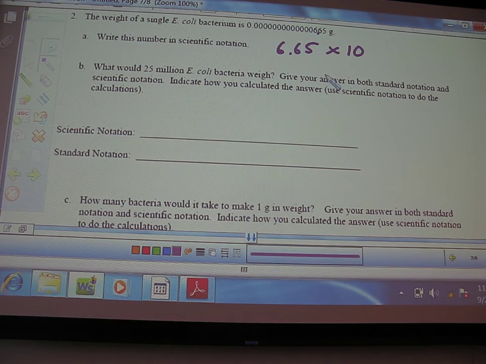Should it be negative or positive? Negative, because it's really small. And then figure out how many places you're moving the decimal place over. Literally count them. How many places am I moving over that decimal place to get from here to there? What did you get? 14. So negative 14? So everybody got that? Good?